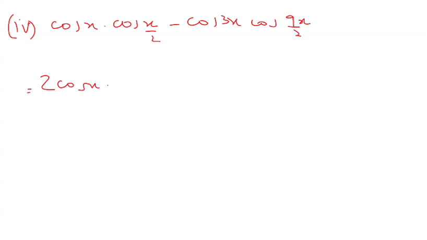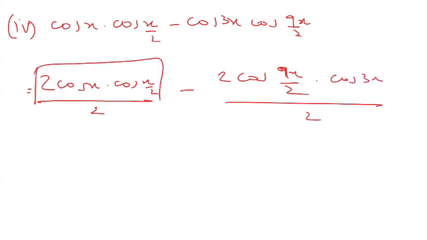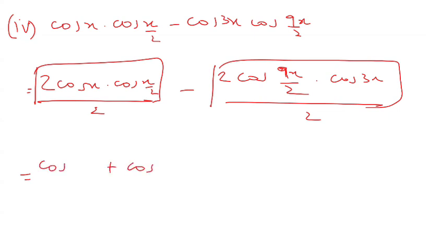Fourth one, cos x, cos x by 2, cos 3x, cos 9x by 2, multiply and divide with 2. Here also, multiply and divide with 2, at a greater angle first. 9x by 2 is more than 3x. Okay. Now 2 cos. 2 cos x. This is the de-factorization formula. Okay. So that is cos plus cos. x plus x by 2, that is 3x by 2. And x minus x by 2, which is half, so x by 2.